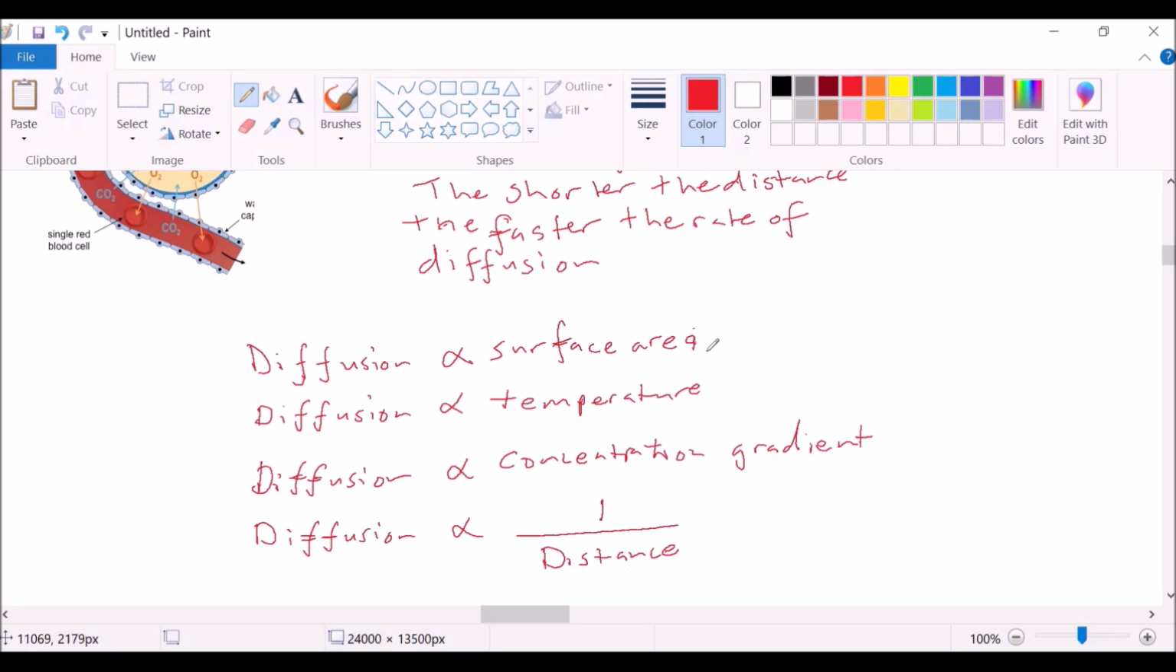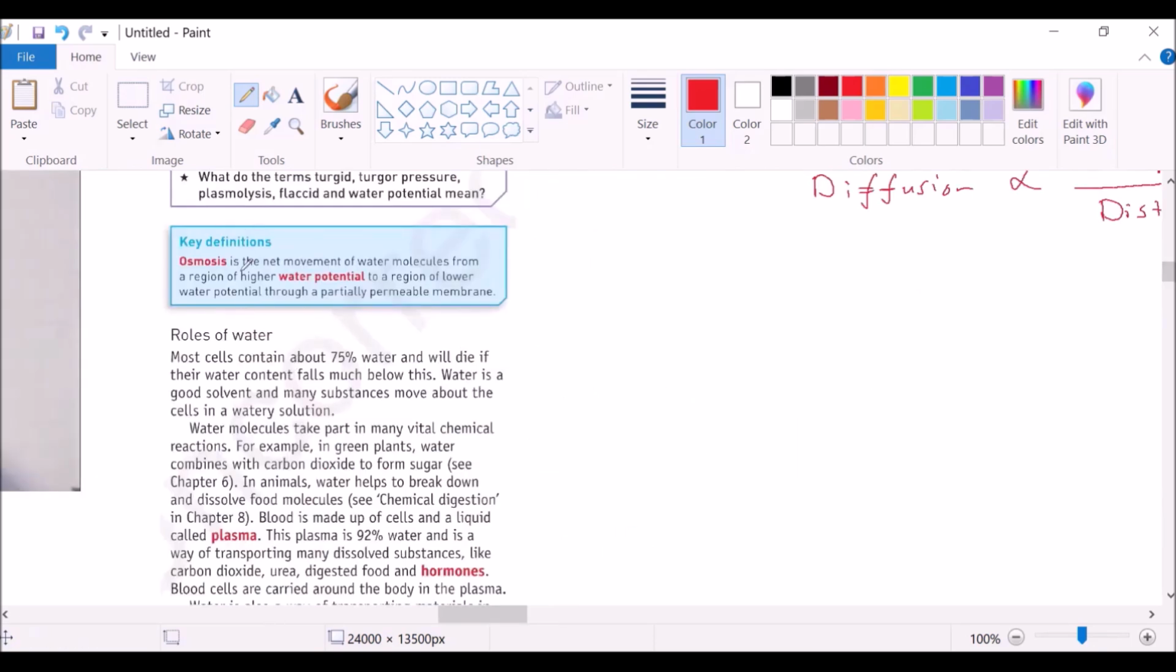This means that as surface area increases, diffusion also increases. As temperature increases, diffusion also increases. As concentration gradient increases, diffusion increases. But when distance increases, diffusion decreases. Now we move on to osmosis.